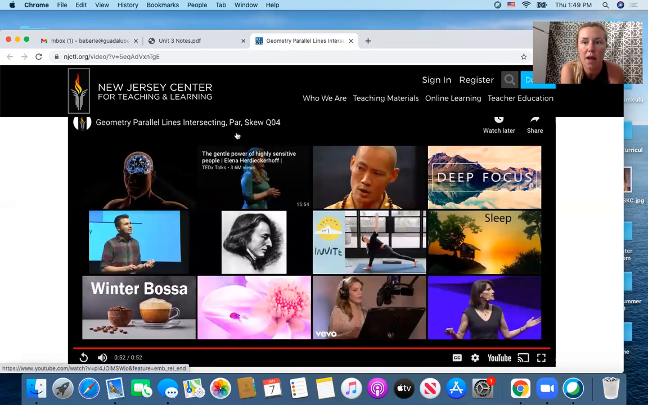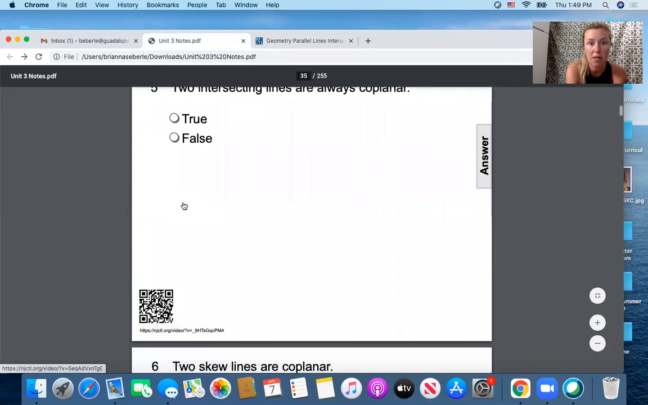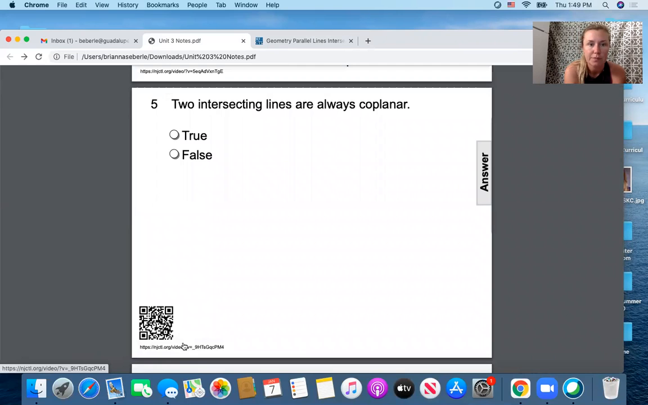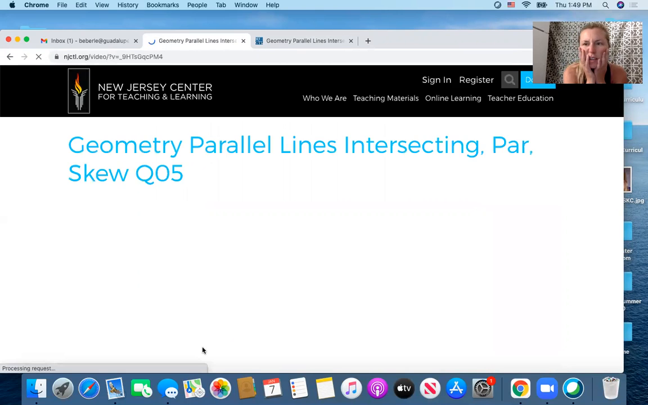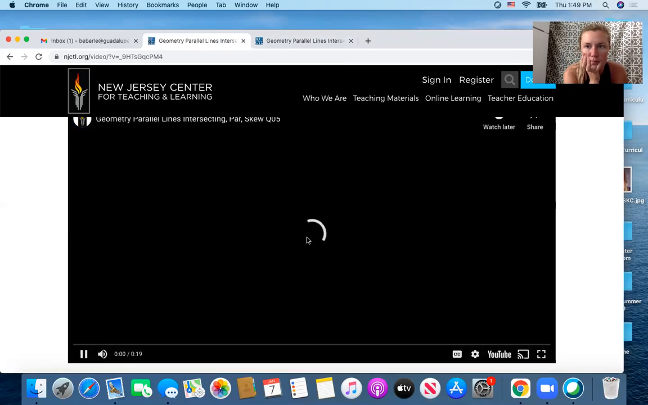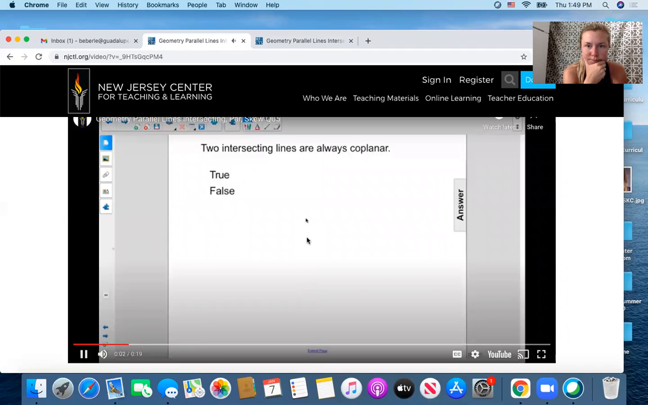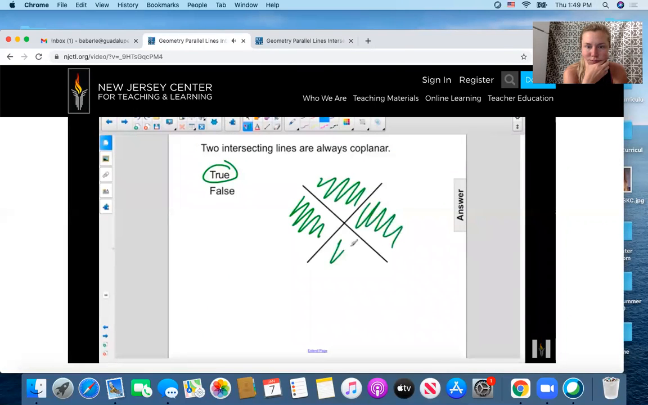Okay, questions on that? So skew, remember, it's not parallel, it's not perpendicular, and it doesn't make any sense with the other one. True or false? Two intersecting lines are always coplanar. That is true. If you have two intersecting lines, you can always draw a plane that contains both of these lines. So this is true.